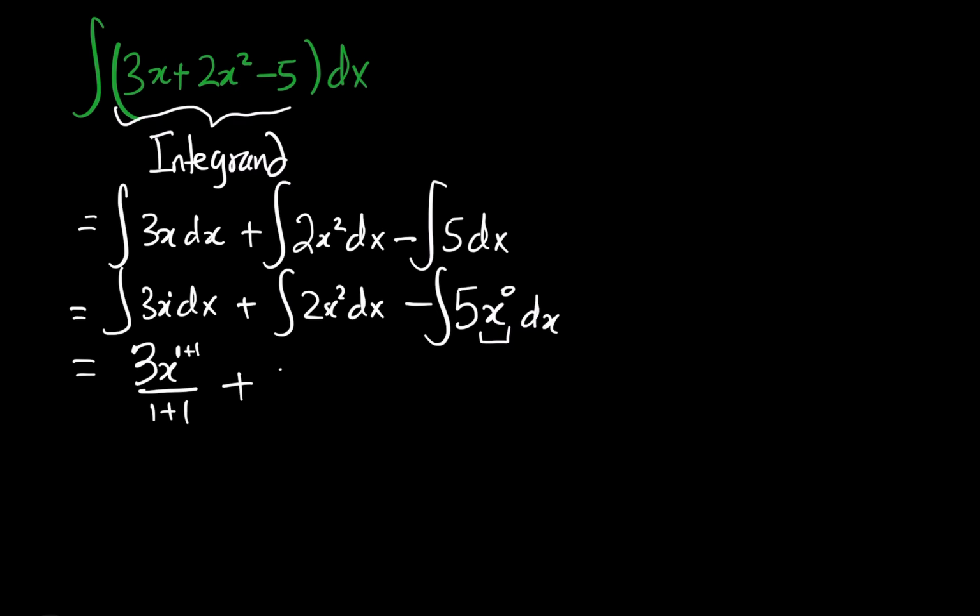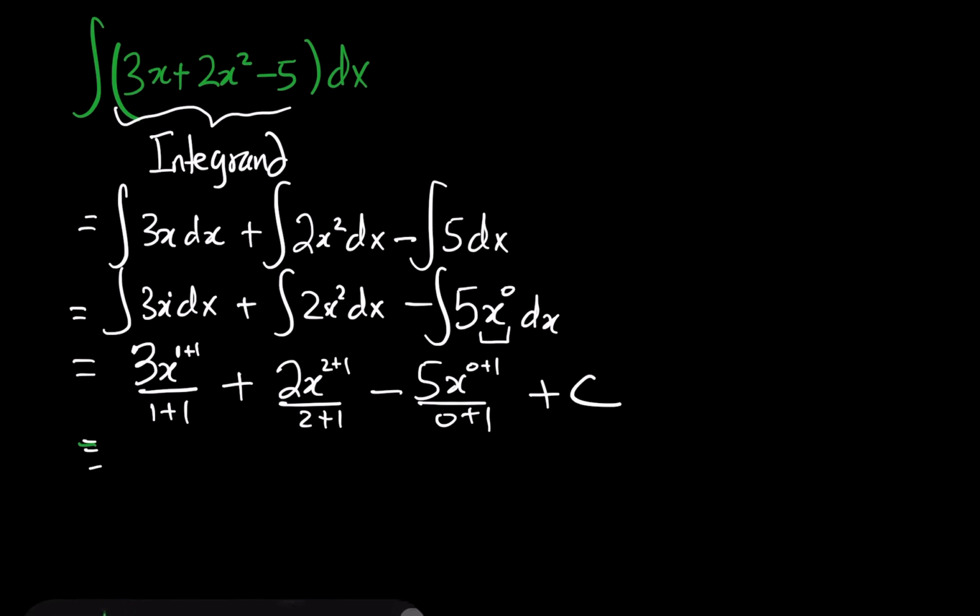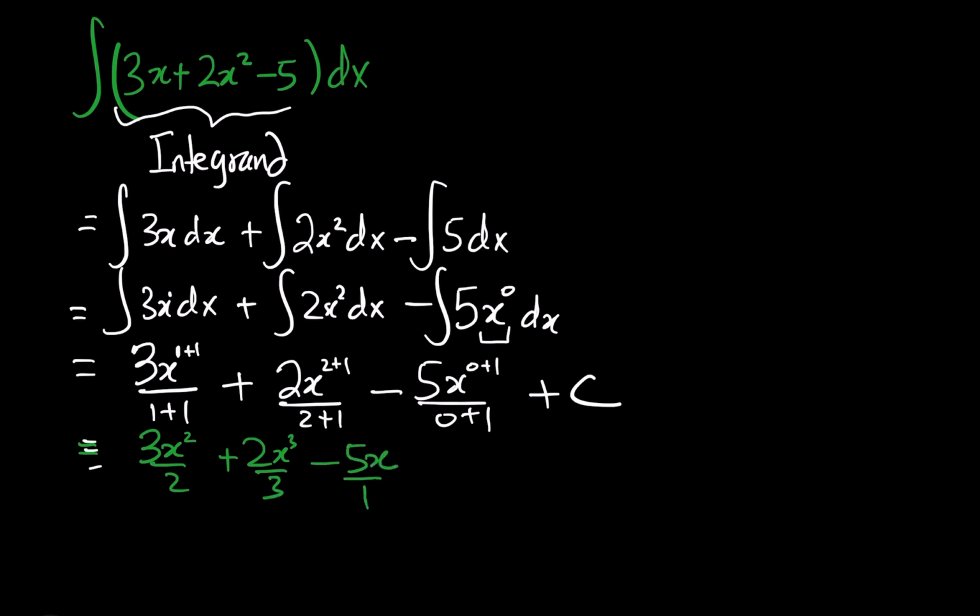Plus, it is going to be 2x squared plus the 1 divided by 2 plus 1, minus 5x to the power 0 plus 1 divided by 0 plus 1. Don't forget the c if it's an indefinite integral. So we end up getting 3x squared over 2 plus 2x cubed over 3 minus 5x over 1 plus c. And then we end up getting 3 over 2 x squared plus 2 over 3 x cubed minus 5x plus c.